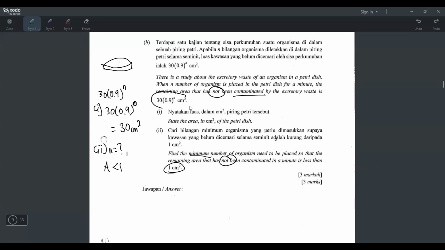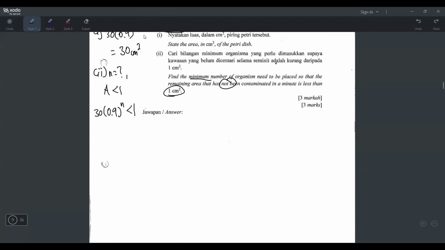Wait, this formula is also for area not being contaminated, right? Yeah, this formula is the exact formula to find the area that has not been contaminated. So now they say the area not being contaminated is less than 1. It means you take this whole thing, 30 bracket 0.9 power n, less than 1. And then after you solve your n, that is your answer. Okay, so let me solve for n now.